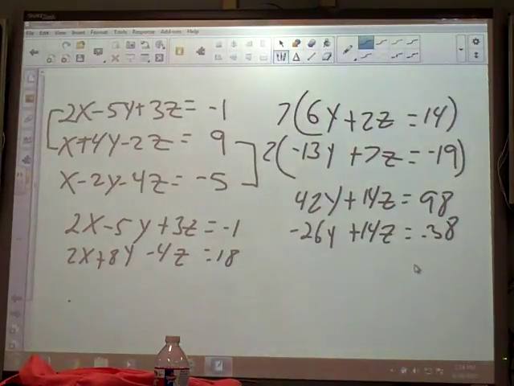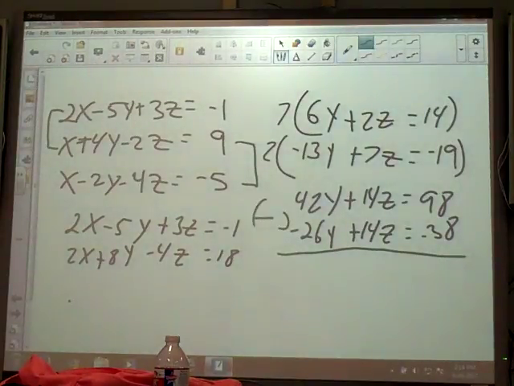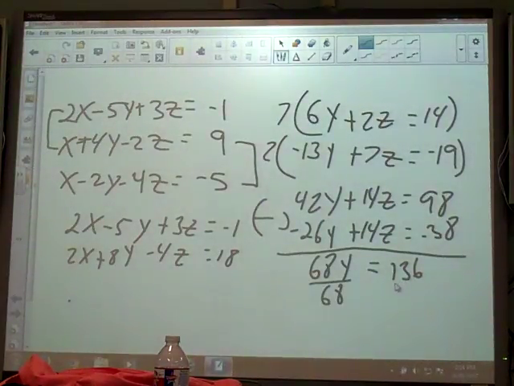Yep. Now my z's are same signs. So Caitlin would subtract here. 42 minus negative 26 is 68. Is that right? Did I do that right? 68. Yep, 68y. 14z minus 14z is nothing. 98 minus negative 38. 136. 136. Good, Dustin. Divide by 68. And you get y is 2.